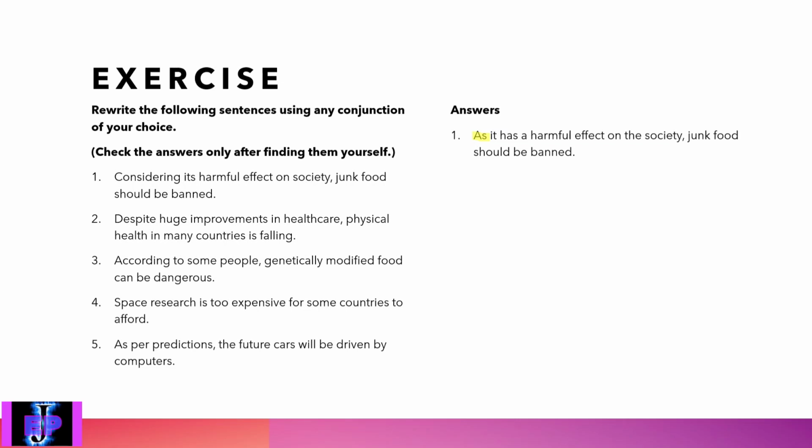So considering its harmful effect on society is converted into as it has a harmful effect on the society, adding as as the conjunction, and it the subject, and has is the finite verb. So like that, we have made it into a clause. So you can see, as it has a harmful effect on the society, junk food should be banned. This is the way we make answers here. Now I can show you the answers one by one.